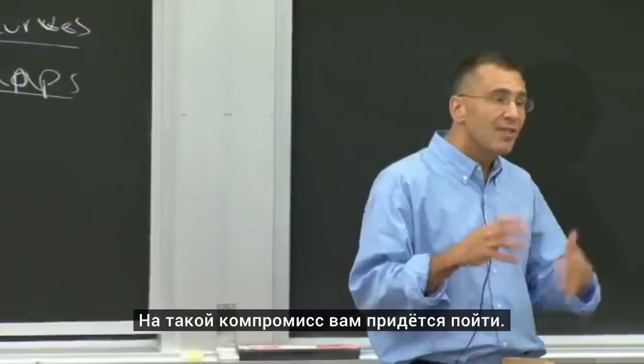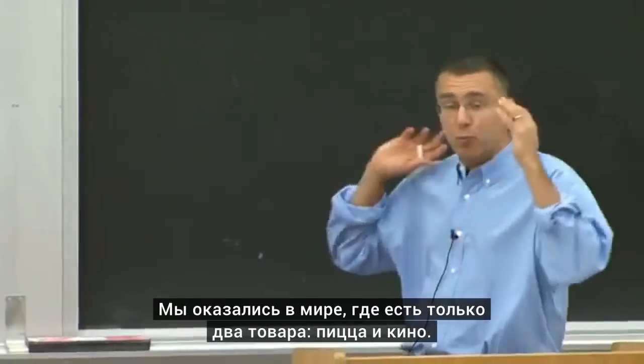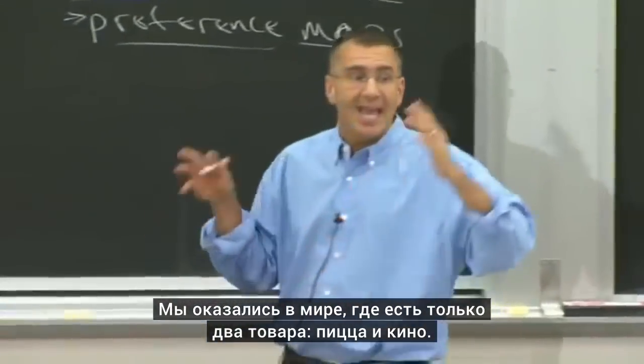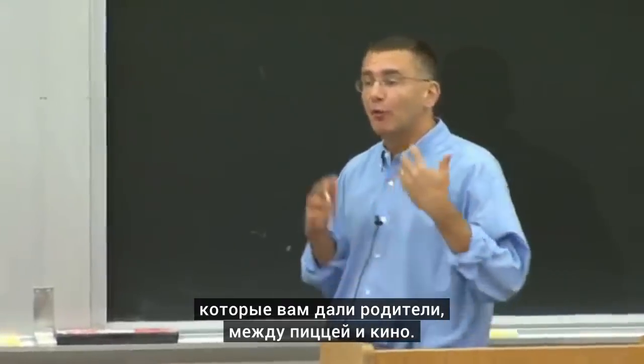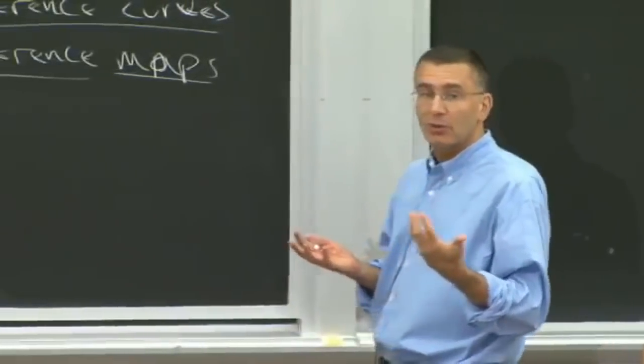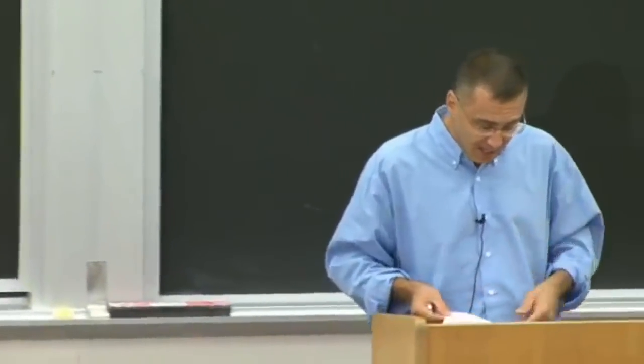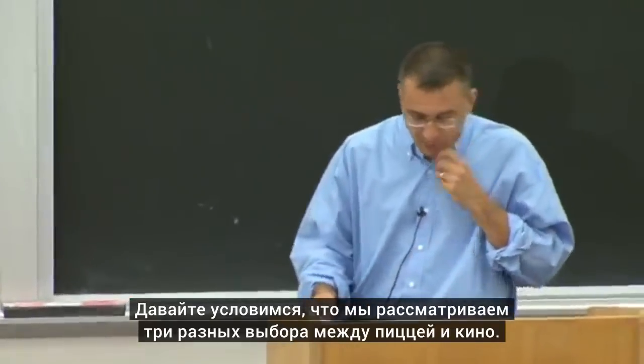That's your decision. That's the trade-off you're making. We're in a world where there's only two goods, pizza and movies. And you're deciding how to allocate the money your parents gave you over pizza and movies. Now let's say that we're going to consider three choices of pizza and movies.